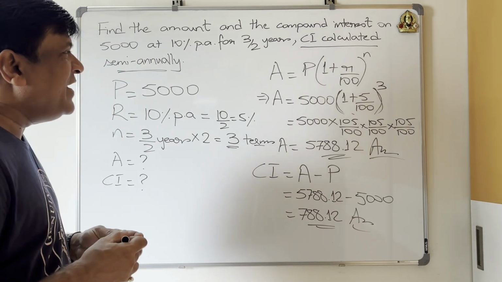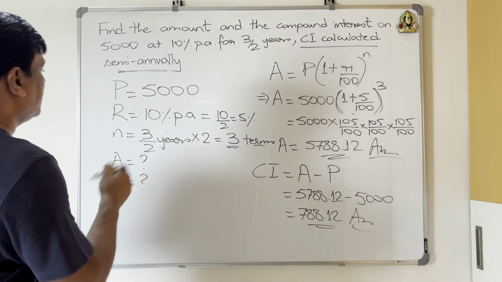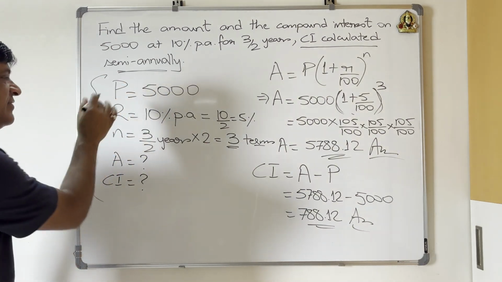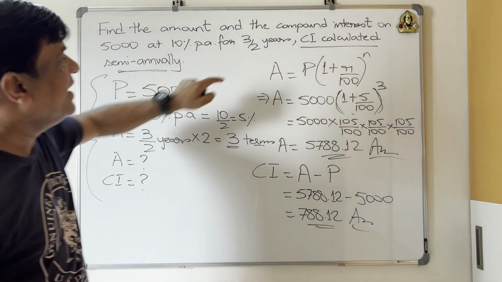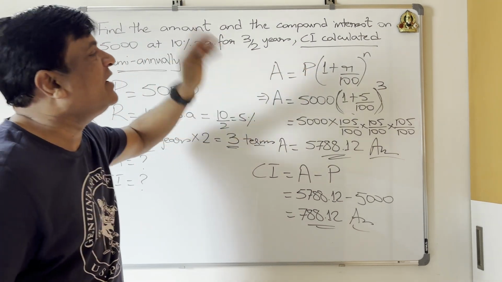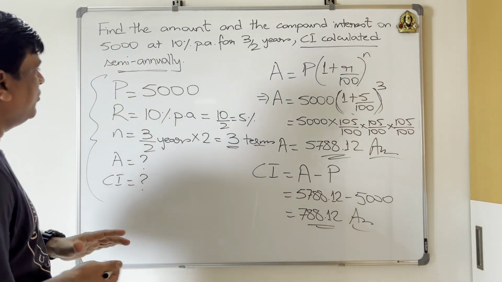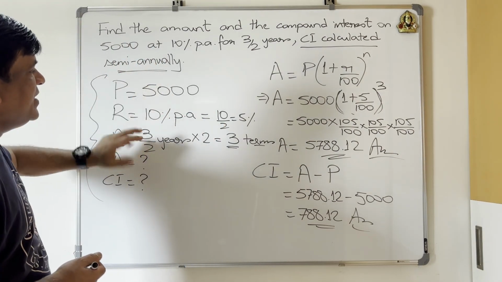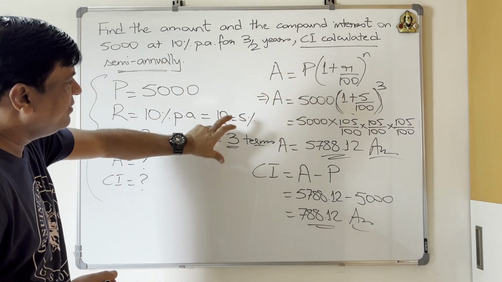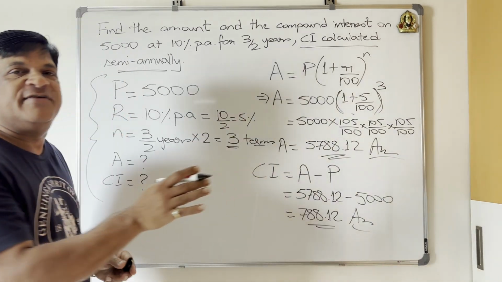Understood? So read the problem properly, and collect this data. Once you have collected the data, then you go to the formula. Never go to the formula directly and try to put the values. It will confuse you. The basic thing you need to do is collect the data properly, read the problem properly, do the conversions properly, and then use the formula. It's very simple. Okay?